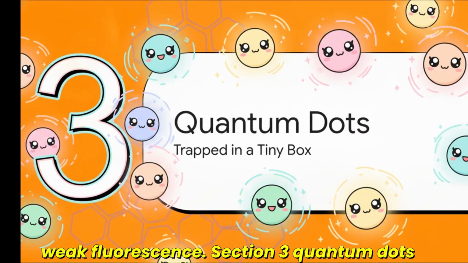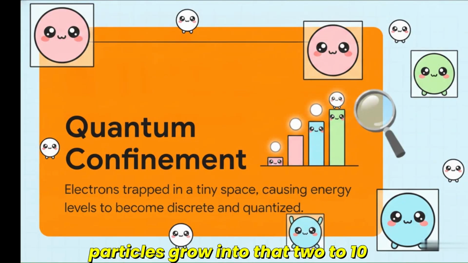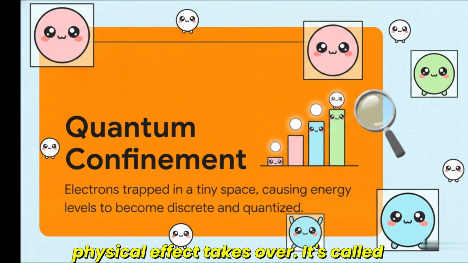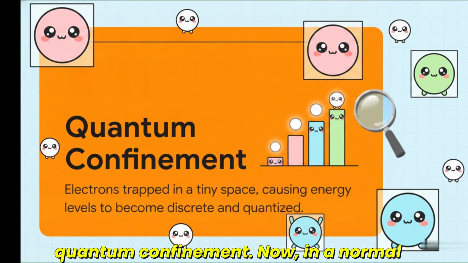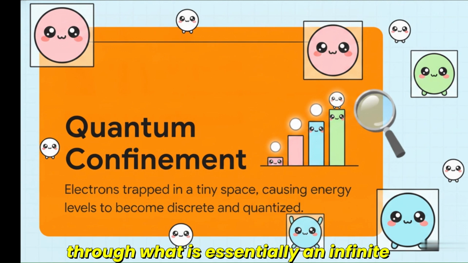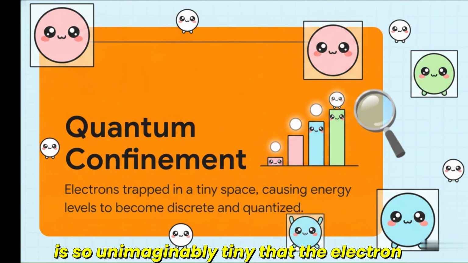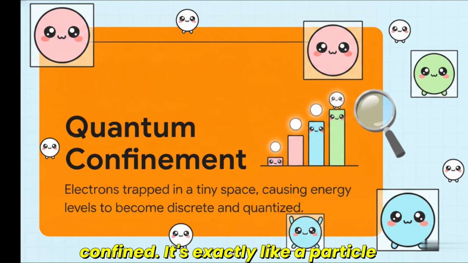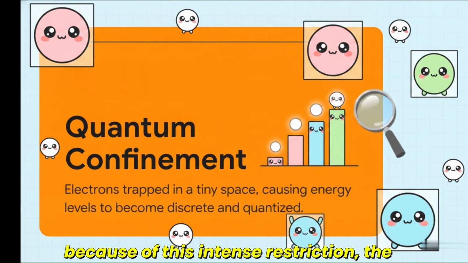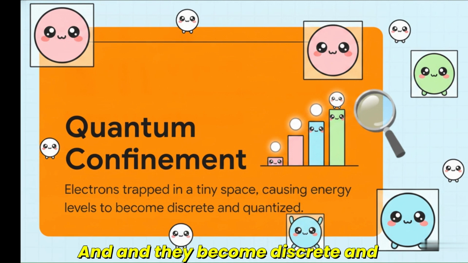Section 3. Quantum dots. Trapped in a tiny box. As these particles grow into that 2 to 10 nanometer range, a seriously profound physical effect takes over. It's called quantum confinement. Now, in a normal bulk material, electrons just roam freely through what is essentially an infinite space. But in a quantum dot, the particle is so unimaginably tiny that the electron is literally physically trapped. It's confined. It's exactly like a particle trapped inside a microscopic box. And because of this intense restriction, the energy levels stop being a continuous band and they become discrete and quantized.